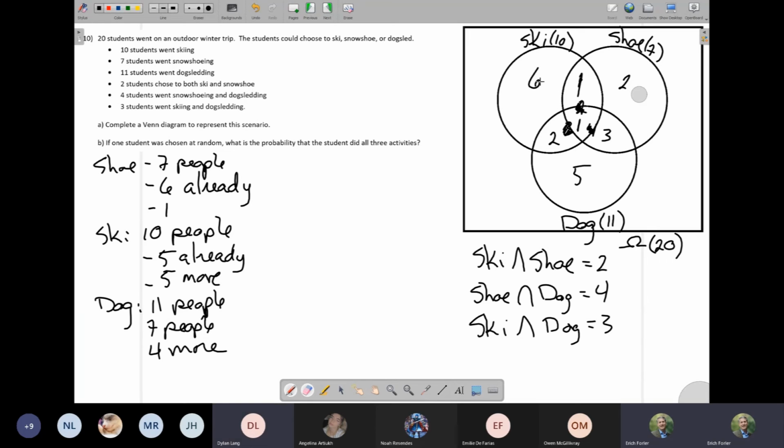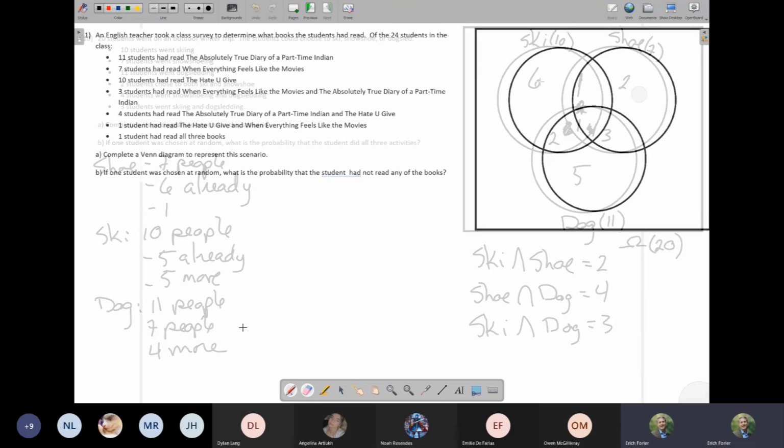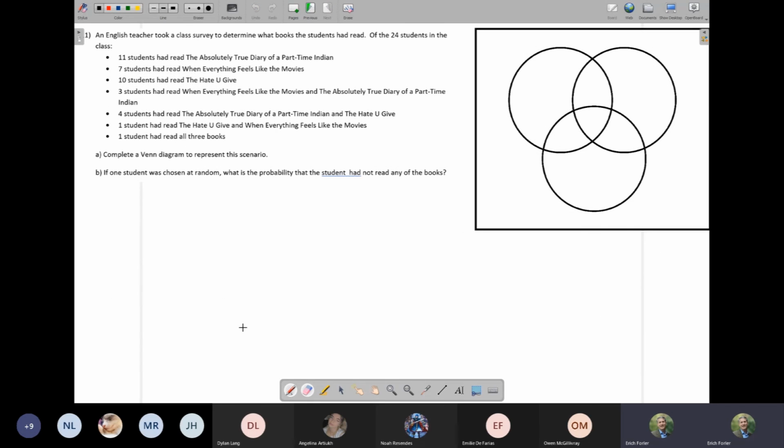We're going to go through question 11. So let's see when we get to question 11. Hopefully it'll just be another example that'll make it seem clear. Okay, so question 11 says an English teacher took a class survey to determine what books the students had read.